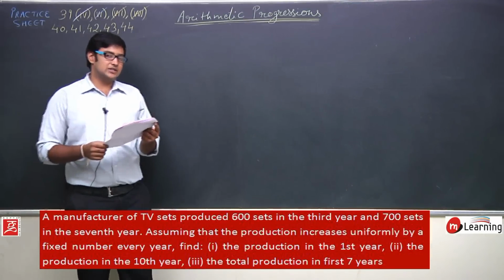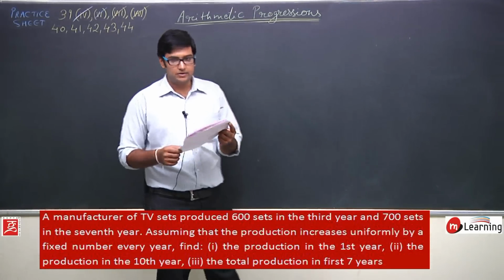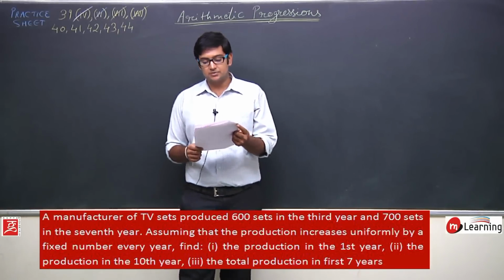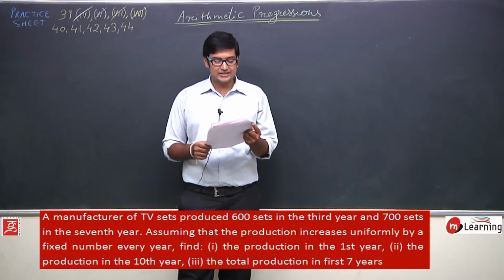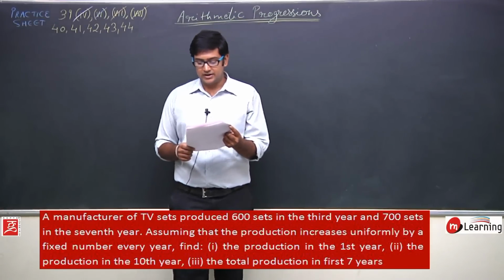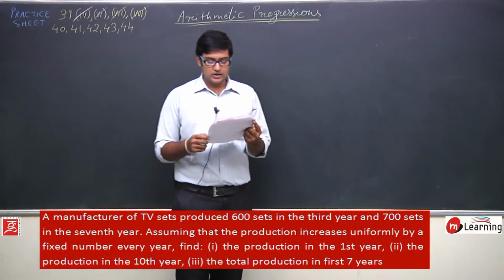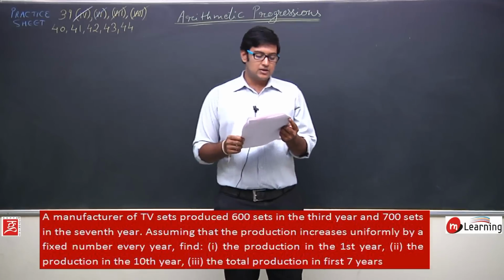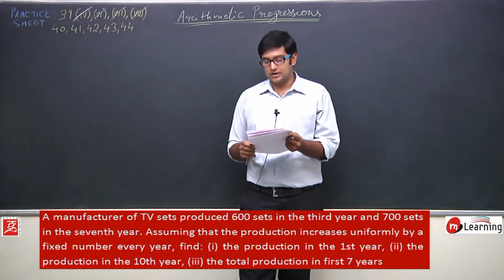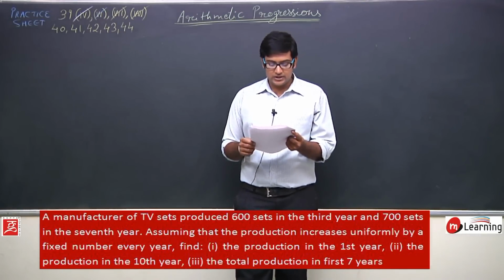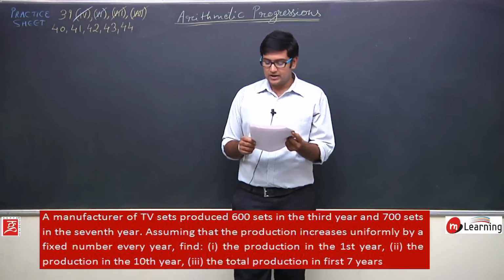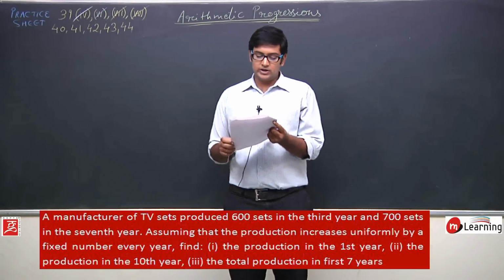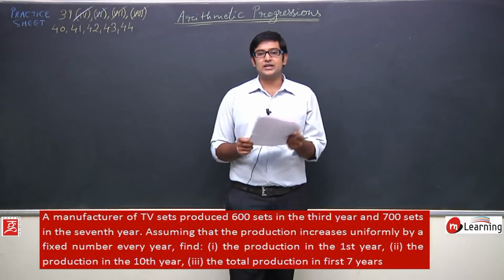Okay, let us now discuss question number 40 from the practice sheet. Question number 40 says, a manufacturer of TV sets produced 600 sets in the 3rd year and 700 sets in the 7th year. Assuming that the production increases uniformly by a fixed number every year, find the production in the 1st year, then find the production in the 10th year, and then find the total production in first 7 years.